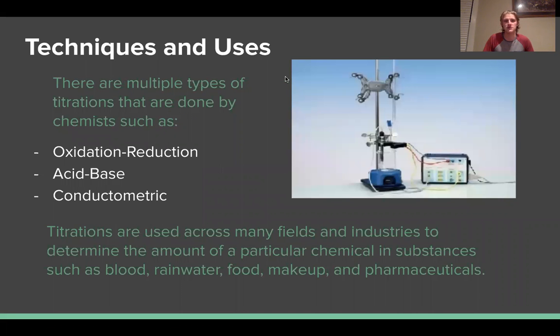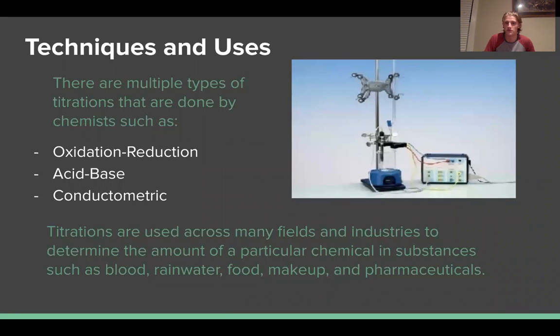Some techniques and uses. There are multiple types of titrations that are done by chemists and other scientists, such as oxidation-reduction titrations, which are redox reactions; acid-base titrations, where you use a strong or weak acid to neutralize a base; and conductometric titrations, which we can see in the diagram over here, where you have two electrolytes as your solutions, and you monitor the conductivity of the solution as the titrant is added.